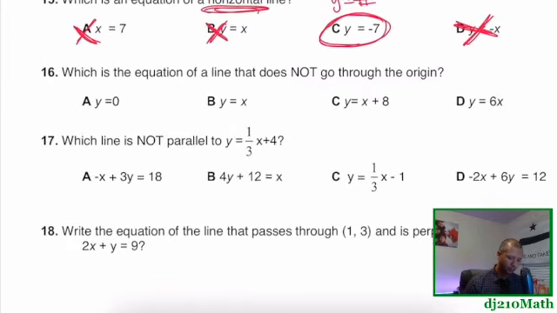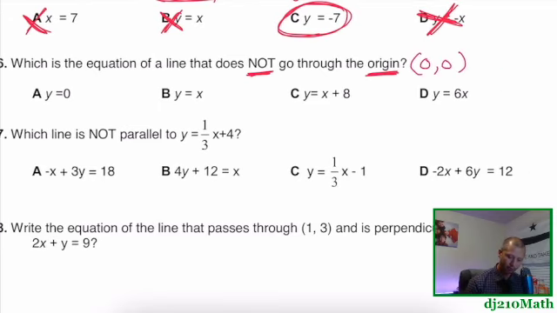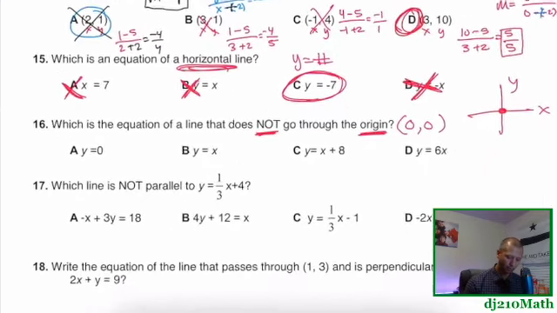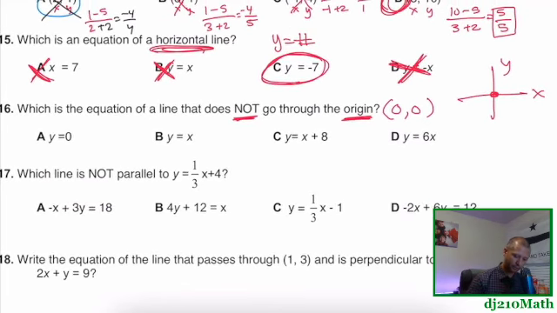Number 16. Which is the equation of a line that does not go through the origin? The origin is the point (0, 0). If you had an XY graph, it'd be right in the center. So we want one that does not go through the origin. Let's see. Y equals 0. Well, that definitely goes through the origin, so not that one.